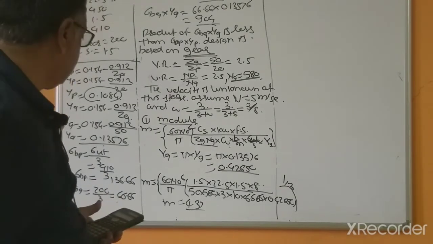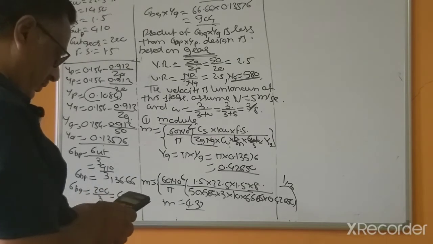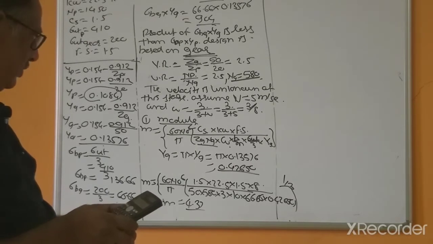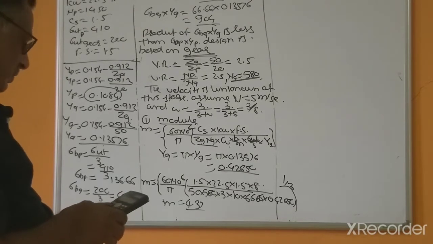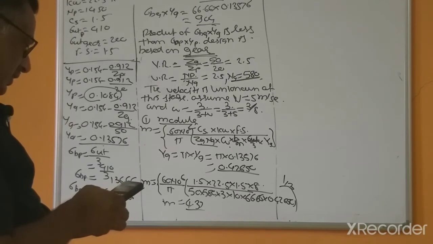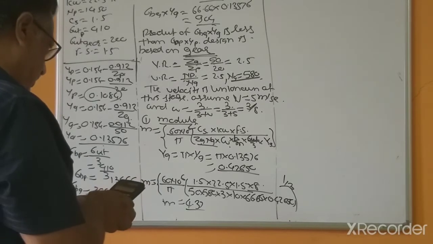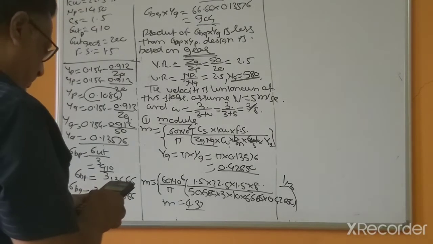Once again I will check because my answer is different. 1.5 multiplied by 22.5 multiplied by 1.5 multiplied by 8, 60 into 10 to the power 6, divided by pi, divided by 50, divided by 580, divided by 3, divided by 10.